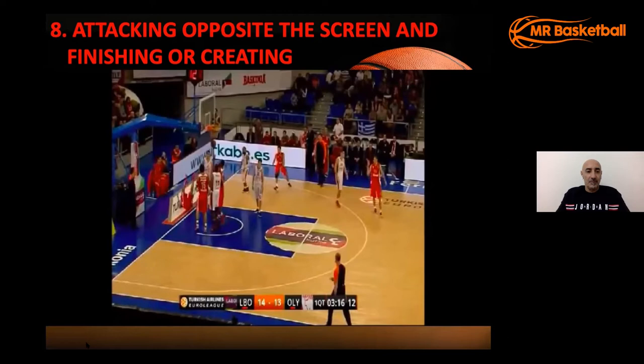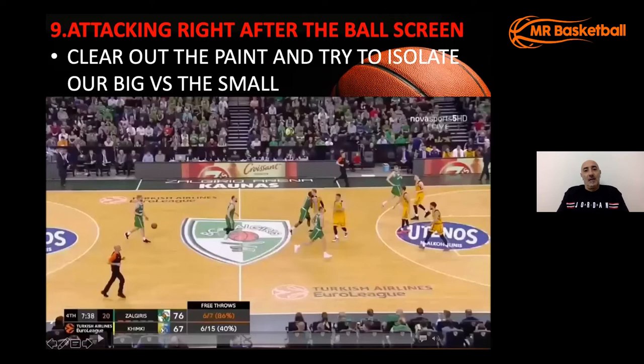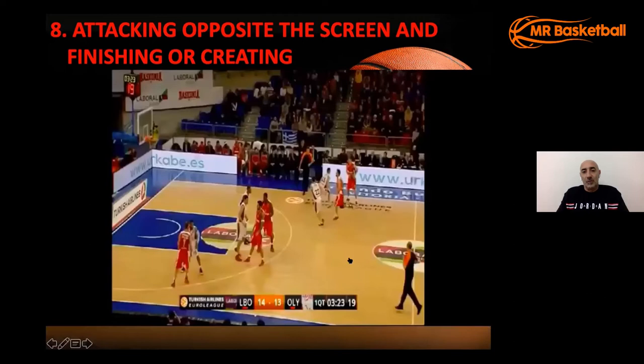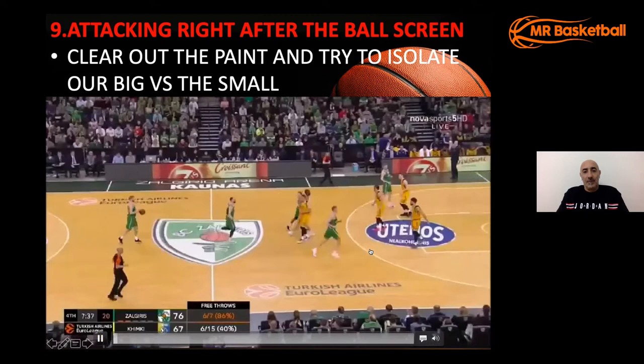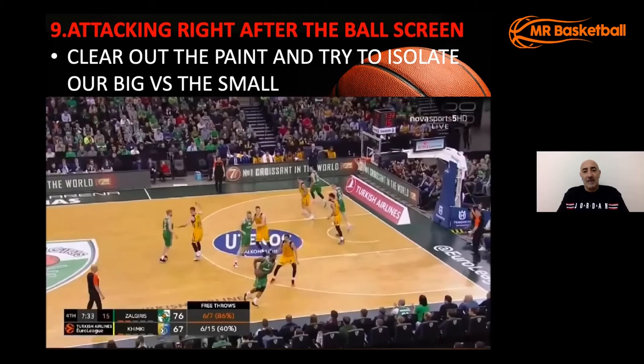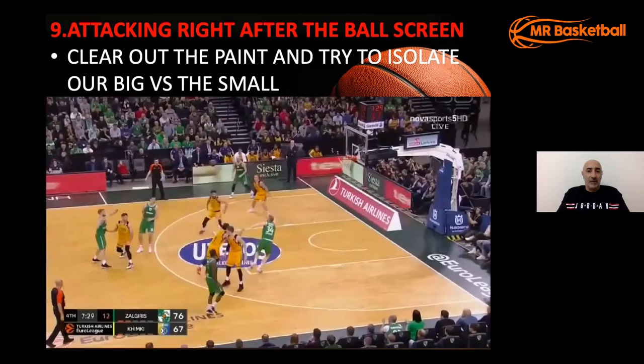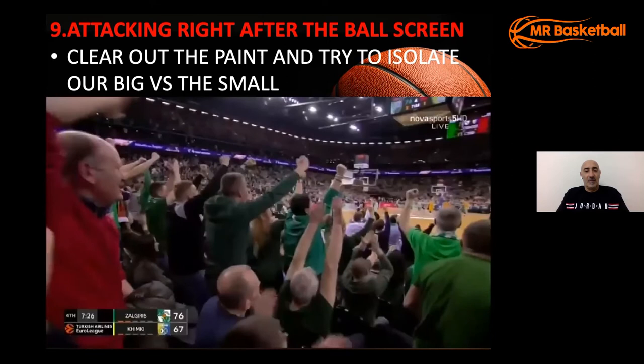The other thing is, when we go on attacking, it's clearing out the paint, isolating our big against their small. So here, we'll see a clip from Žalgiris. They basically have a side pick and roll. They're switching the ball screen, and immediately they isolate the big guy inside with proper spacing, and they attack the inside mismatch. So as we can see here, it's a basic diamond set.